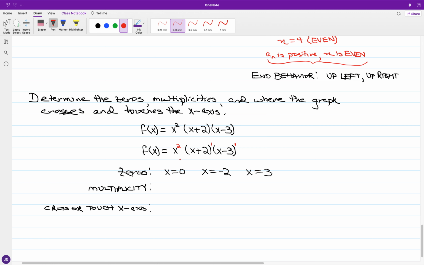So we have 0 stems from x, which is raised to the second. And negative 2 stems from x plus 2, which is first order. And 3 stems from x minus 3, which is also raised to the first power. And again, if the multiplicity of the zero is even, then it's going to touch. So it's going to touch at x equal to 0.